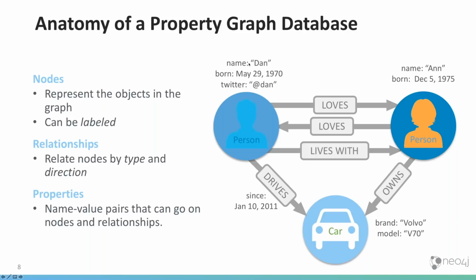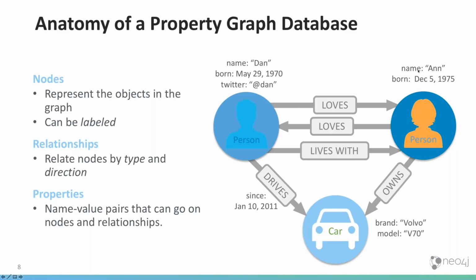So that's what these are up here. Nodes can have properties as well as relationships, and properties are just key value pairs. So here we have a property called name, and the value in that is Dan. We know Dan was born on May 29th, 1970, and we have his Twitter handle, which is @Dan.